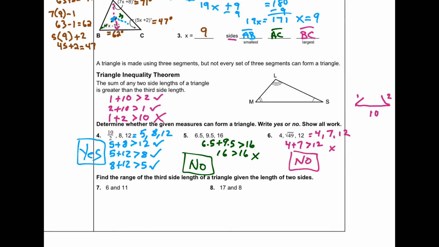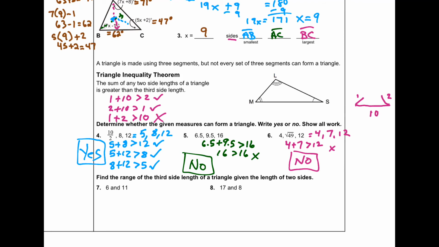All right, so this one's also going to be no, because if I do the first ones, notice that the square root of 49 is 7. So when I do 4 plus 7, I get 11, and 11 is not greater than 12. So that's going to be no. All right, find the range of the third side length of the triangle given the length of the two sides. So we have 6 and 11.